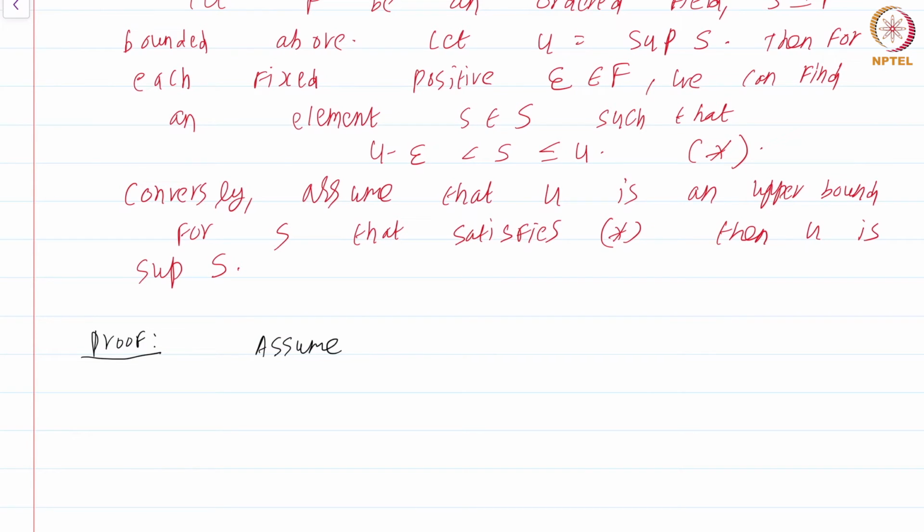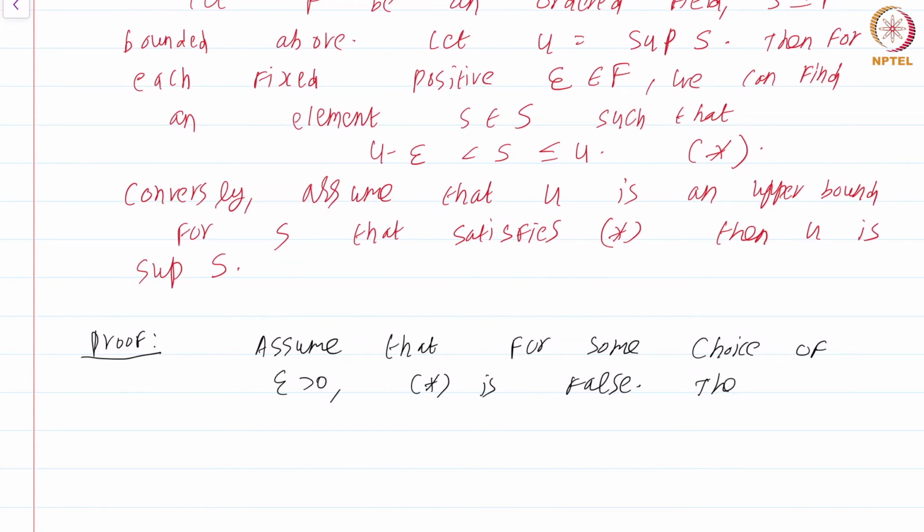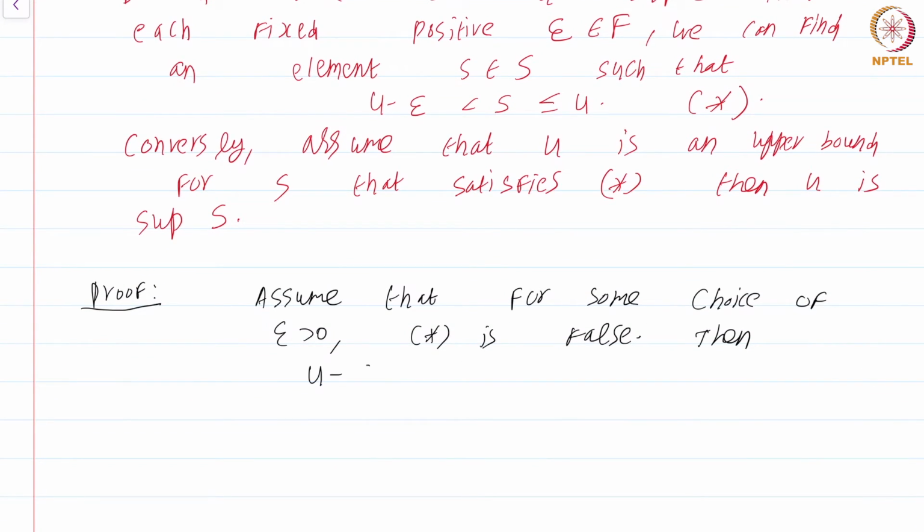So assume, first we will prove the first part, not the converse. Assume that for some choice of epsilon greater than 0, star is false. Then we have U minus epsilon is greater than or equal to S for all S in the set S. Our star says we can find some element S that satisfies the inequality U minus epsilon less than S less than or equal to U. The negation of this statement is that for some choice of epsilon greater than 0 and all choices of S, U minus epsilon is greater than or equal to S. Check that this is the correct negation.